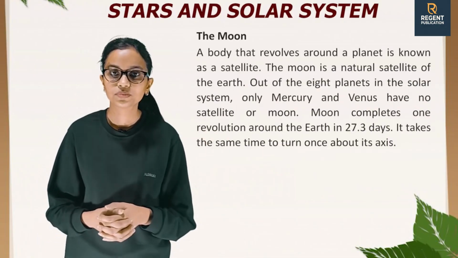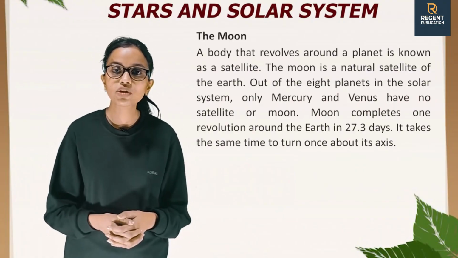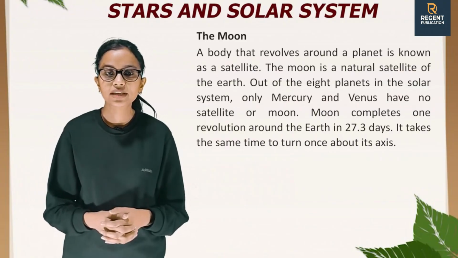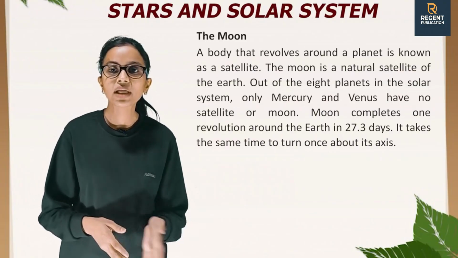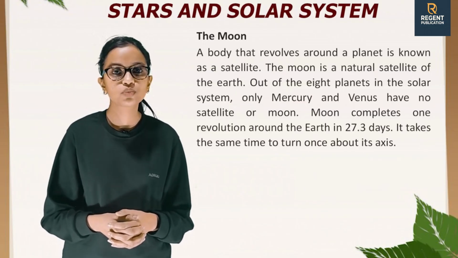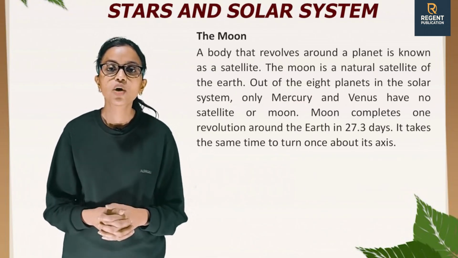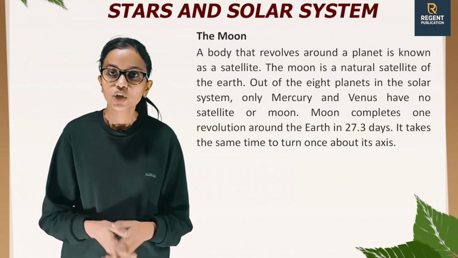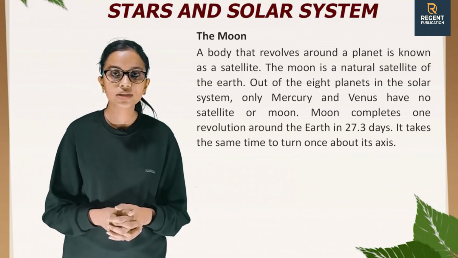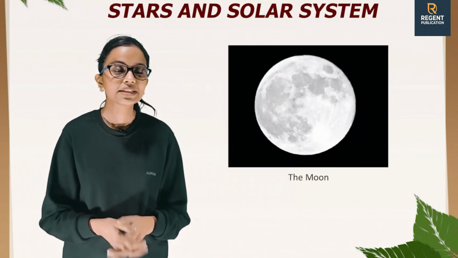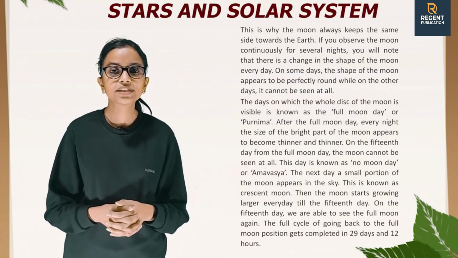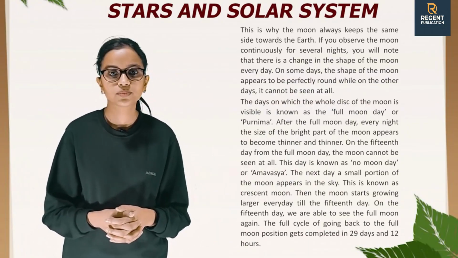The Moon. A body that revolves around a planet is known as a satellite. The Moon is a natural satellite of the Earth. Out of the 8 planets in the solar system, only Mercury and Venus have no satellite or moon. The Moon completes one revolution around the Earth in 27.3 days. It takes the same time to turn once about its axis. This is why the moon always keeps the same side towards the Earth.